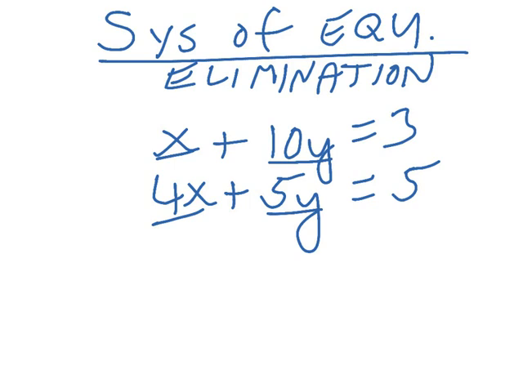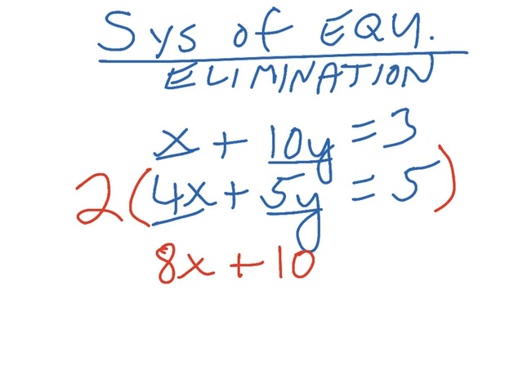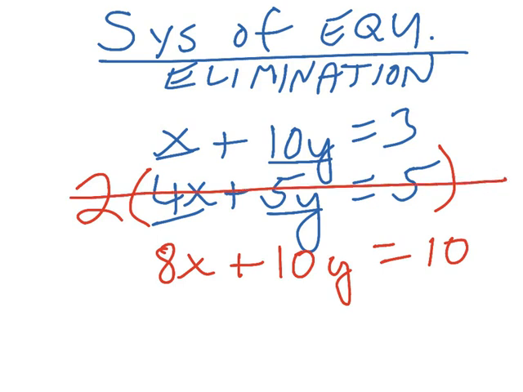So we'll just do the easier of the two, and let's make the y's equal, which means we will eliminate them. So the first thing you need to do is multiply this entire equation by 2. And what that gives me is 8x plus 10y equals 10. Once you've done that, you've got the new equation. You don't need that old equation anymore. You can just scratch it out.